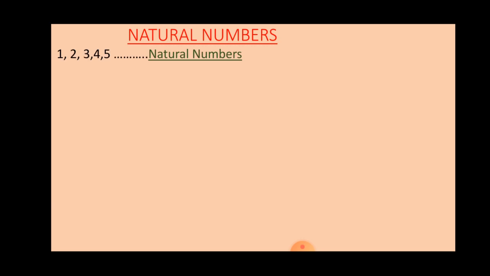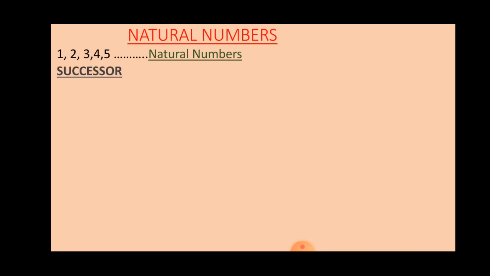So children, to count any object we use numbers like 1, 2, 3, 4, 5 and so on. So what are these numbers? These are called counting numbers, and these counting numbers come naturally. That's why they are termed as natural numbers.